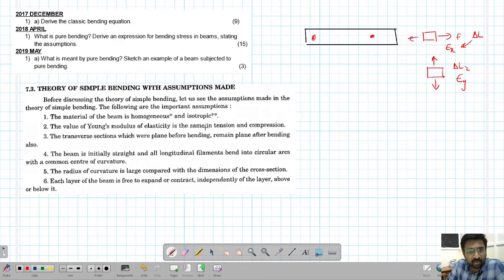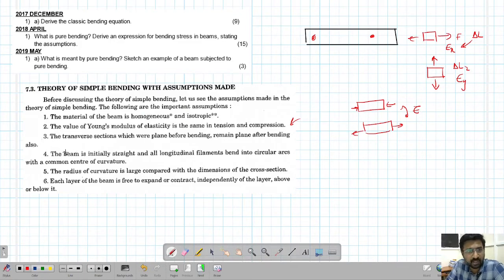Now, the value of Young's modulus is the same in tension and compression. This is self-explanatory: a material which can be in compression or in tension will have the same Young's modulus in both. In reality, Young's modulus can be different in compression and tension. For example, concrete is very weak in tension, and its Young's modulus in tension is different from that in compression. But we will assume it to be the same for all practical purposes, with respect to bending moment, where bending stresses are coming.